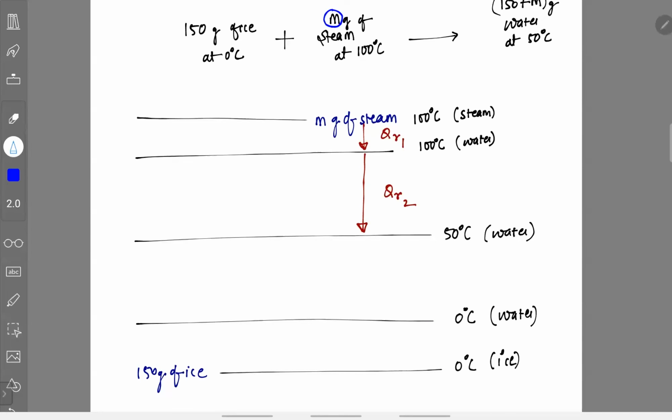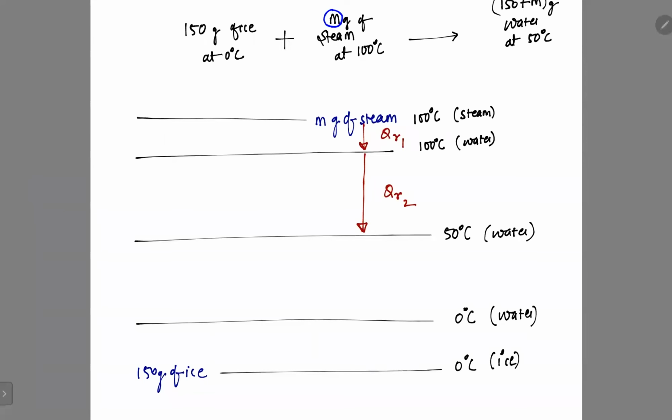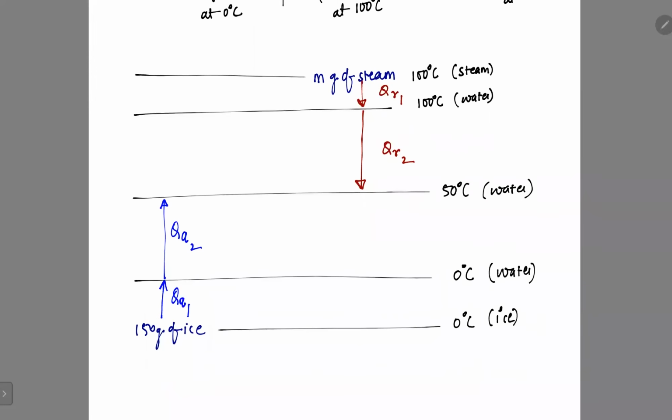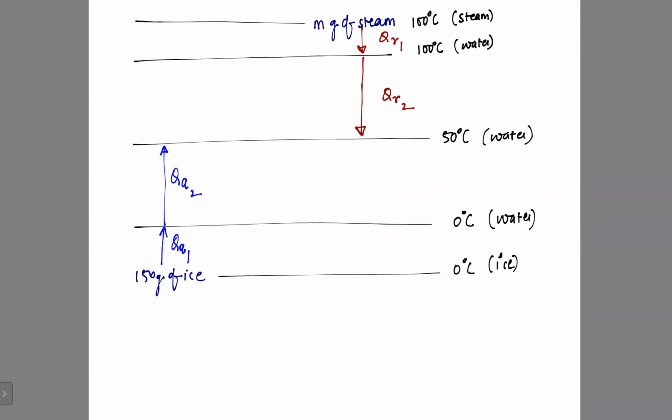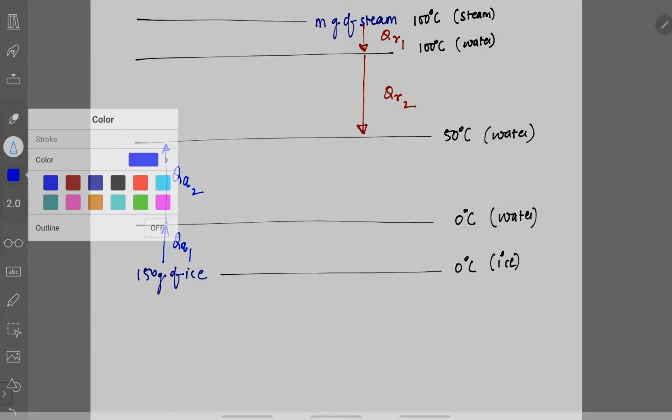Now, ice will absorb heat. So don't you think that ice will go up? Yes, sir. But the absorption will happen in 2 steps. First, ice will get into water, which is Q absorbed 1, and water will get heated up to reach 50 degrees Celsius, which is Q absorbed 2. Do you agree with me? Beautiful.